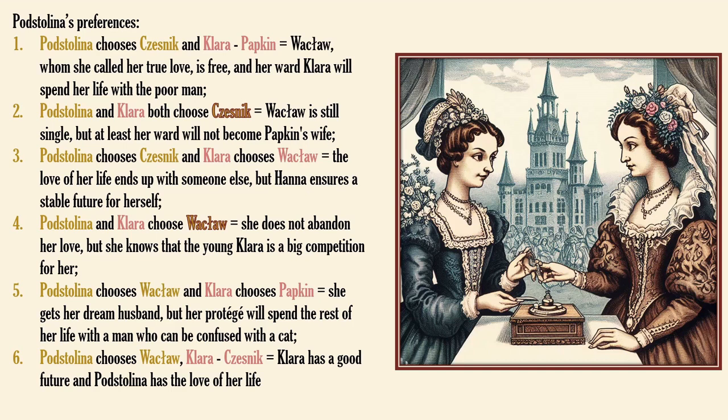So, for Podstolina, the worst thing is when she chooses Cześnik and then Klara chooses Papkin, because she lost her true love, but also Klara is stuck with a poor man. And then the best possible outcome is Podstolina choosing Wacław and Klara choosing Cześnik, so both of them can have good lives.